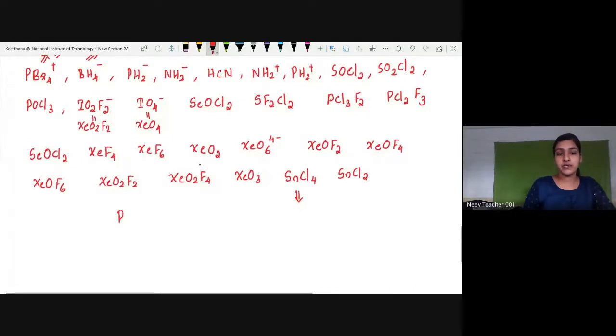Yeah, PH4 plus and BH4 minus both have 4 electron pairs in the valence shell. Both central atoms have 4 electron pairs in the valence shell, which forms a tetrahedral shape.